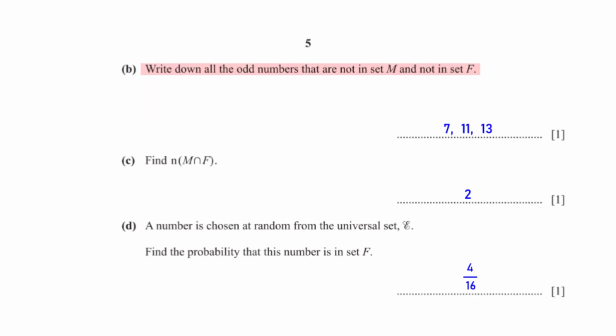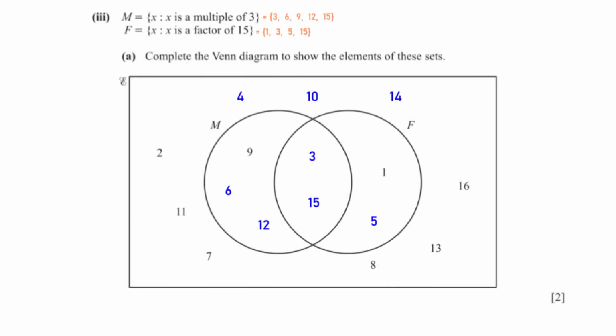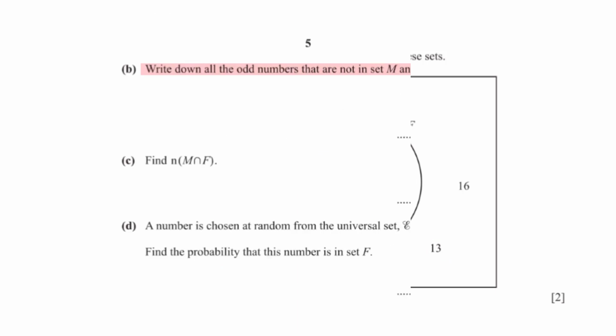Write down all the odd numbers that are not in set M and not in set F. On the Venn diagram, we see that the odd numbers in the elements outside sets M and F are 7, 11, and 13.